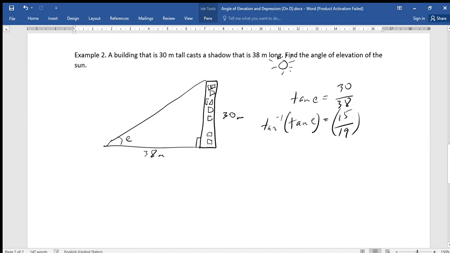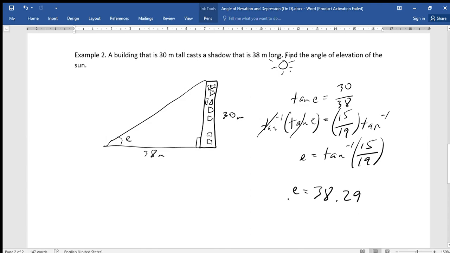Actually, di ko alam yung entire name niya talaga. Pero, yun yung basa ko. Tan negative 1. Tan. So, cancel to, cancel to. So, E is equal to tan raised to negative 1 of 15 over 19. So, type mo ito siya sa calculator para makita natin yung sagot. 15 divided by 19. So, the answer is, E is equal to 38.29. Ito yung sagot natin.